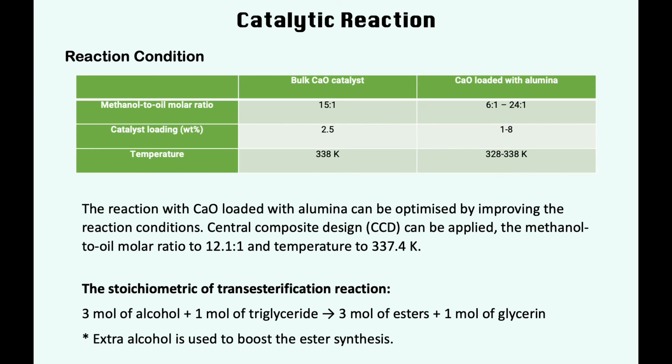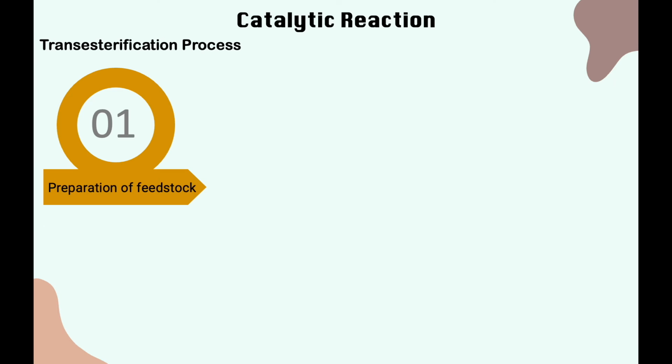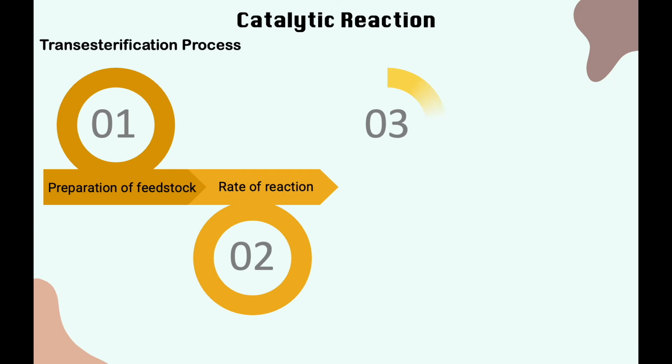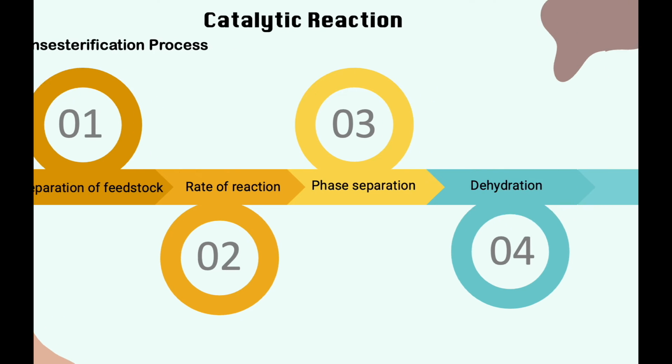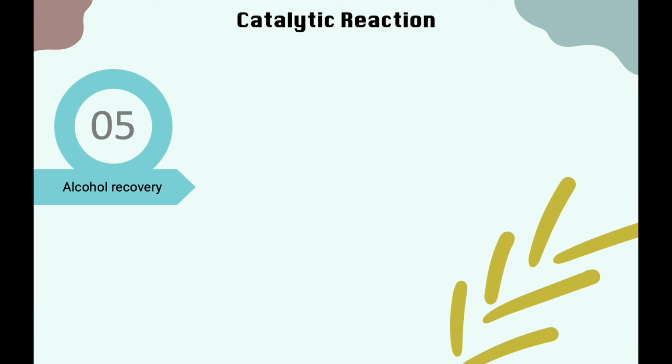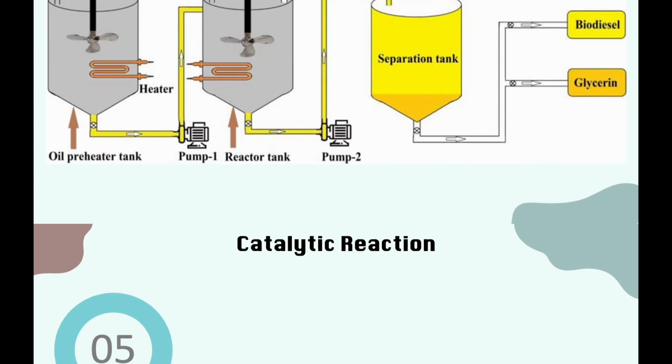3 moles of alcohol and 1 mole of triglyceride produce 3 moles of ester and 1 mole of glycerin in the stoichiometric reaction. In reality, extra alcohol is consumed in order to boost ester synthesis. Preparation of the feedstock, rate of reaction, phase separation, dehydration, alcohol recovery, purification of the ester and glycerin are all part of the transesterification process for biodiesel processing.